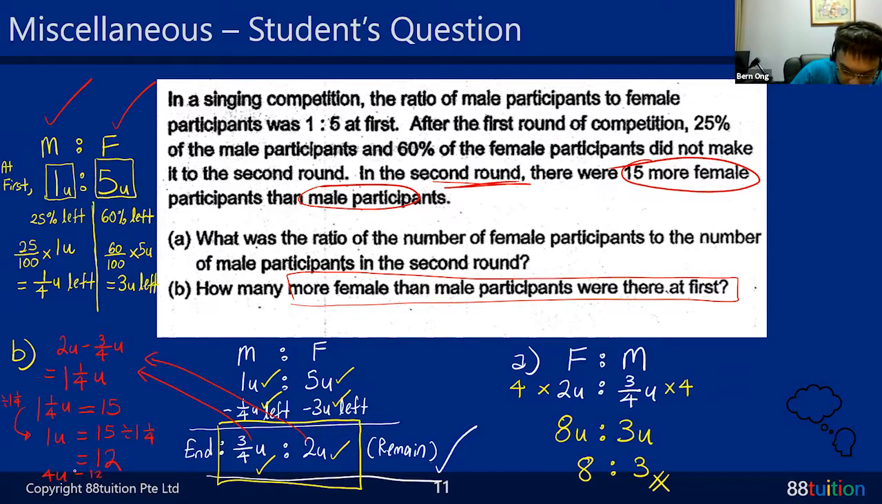12 times 4 will give you 48. All right, 48 what? How many more female? Oh, yeah, 48 more female. And that's the answer. Can you see?